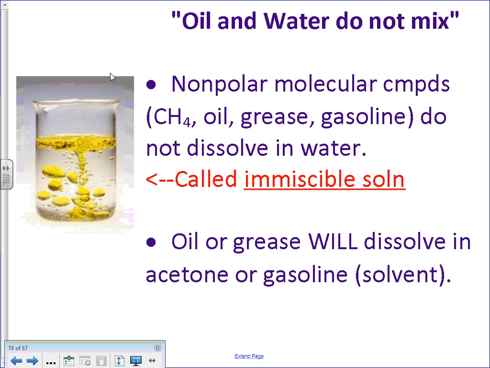Alright, so the terms that go with this, I kind of said it earlier. If they don't mix, that's called immiscible. We kind of already knew that term. Immiscible, I-M-M-I-S-C-I-B-L-E. So if things do not mix, it's called immiscible. Can you guess what it's called when they do mix? Miscible, right?